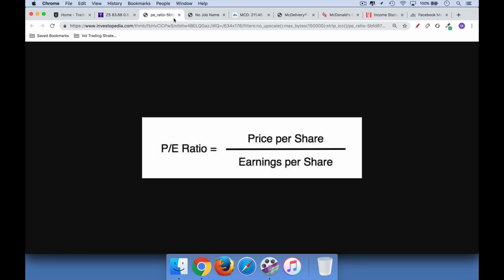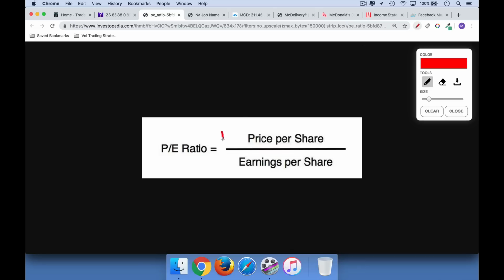Now, quick review, PE ratio is just the price per share of the stock divided by earnings per share. But you can also use market cap in the numerator, and then total net income in the denominator. These are two ways of calculating it.